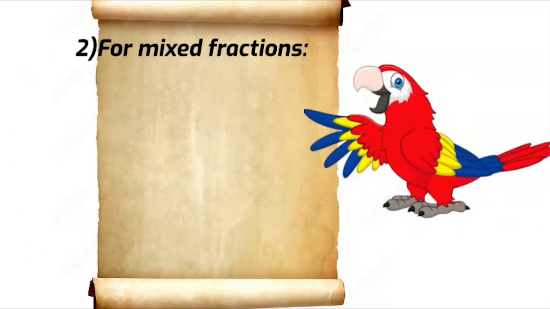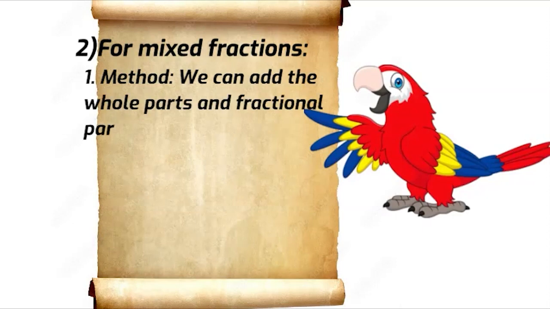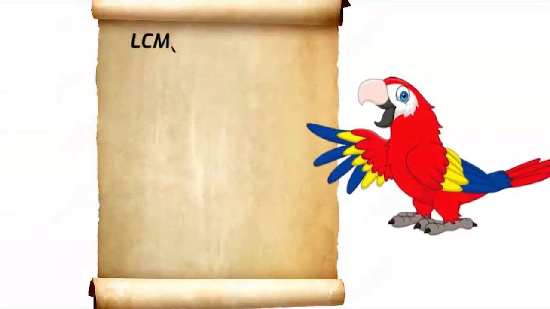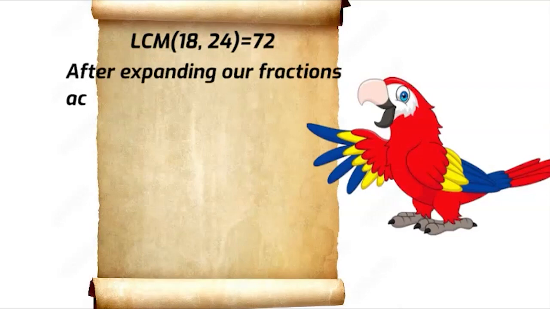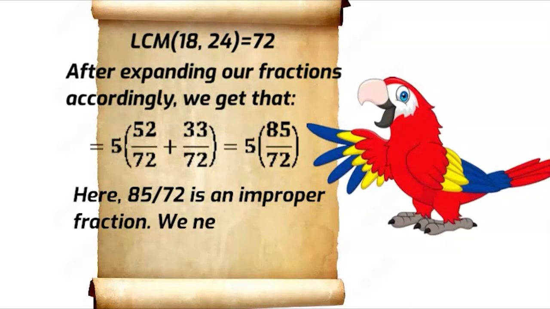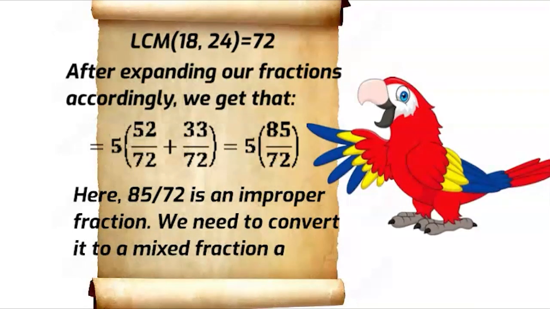Let's learn how to add mixed fractions. There are two methods we can use. First, we can add the whole parts and the fractional parts separately. For example, let's add 2 and 13 over 18 with 3 and 11 over 24. We add the whole parts together as 2 plus 3, 5. Since their denominators are different, we need to find their lowest common multiple, and it is 72. After expanding our fractions accordingly, we get 52 over 72 and 33 over 72. And, if we add them, the resulting fraction is 5 and 85 over 72.